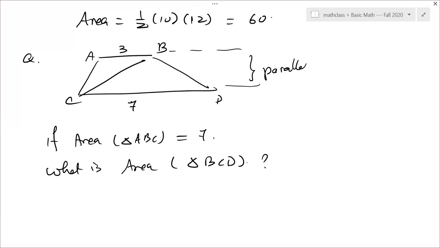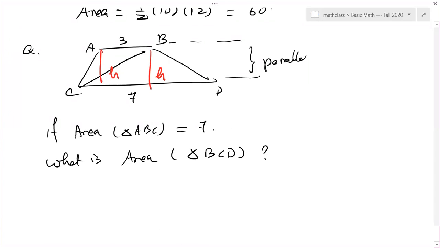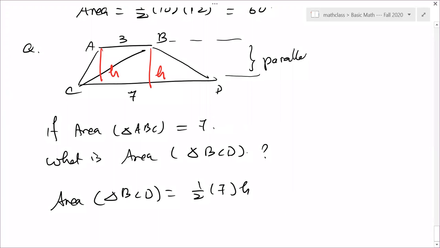So you draw the height, let's call it h. You don't know the height, but you can find it, and that's my hint. The area of the triangle BCD is going to be half of 7 times h. So what is h? h is the height. But can you get the height based on the given information?